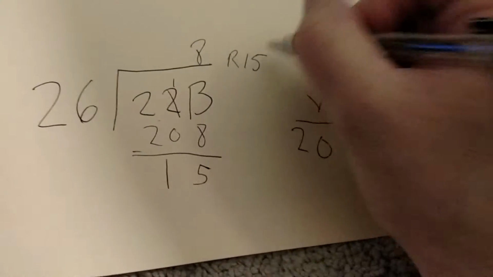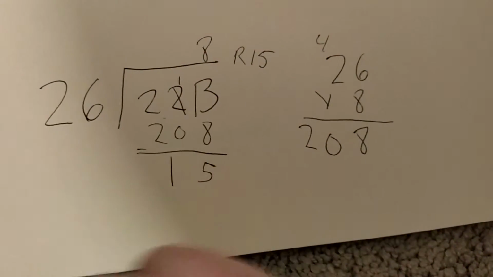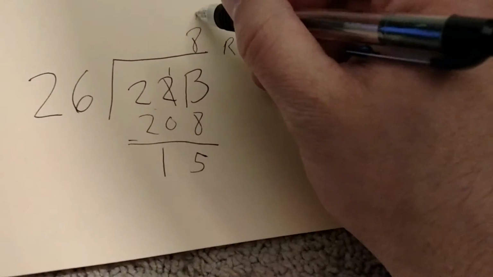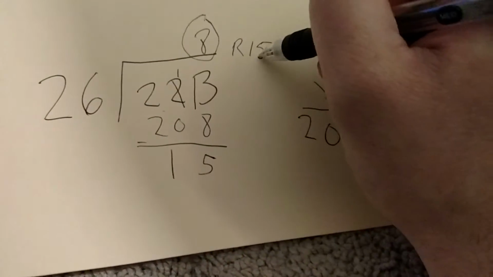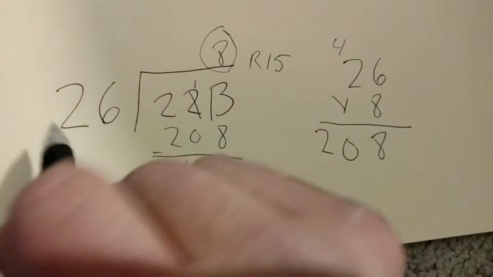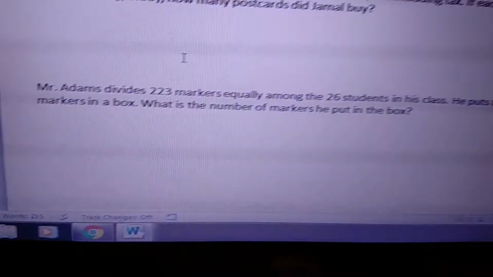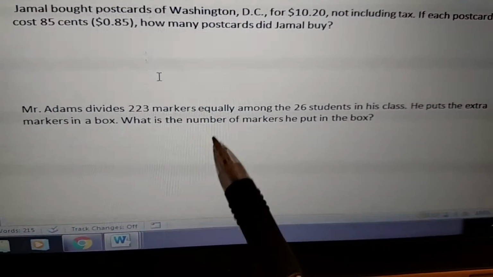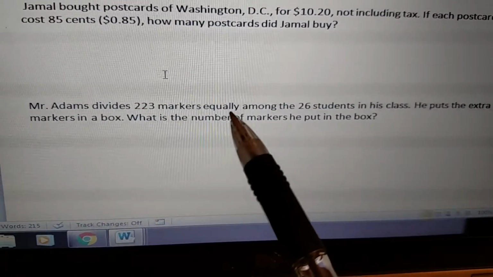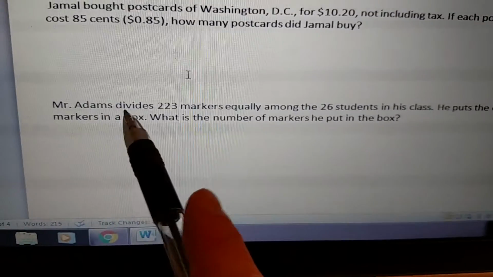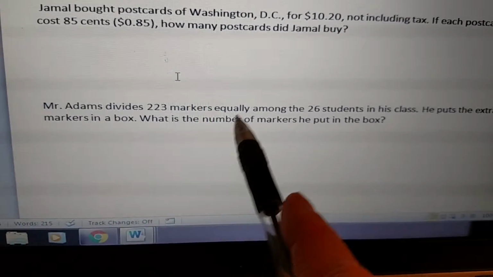So what I know right now is I had 223 markers to share between 26 kids. Each kid will now have 8 markers, and there's 15 markers we can't share evenly. 26 kids, 15 markers, we just can't share those evenly. So my question, if I go back to it again, says, Mr. Adams divides 223 markers equally among the 26 students in his class. He puts the extra markers in a box. What is the number of markers he puts in the box?